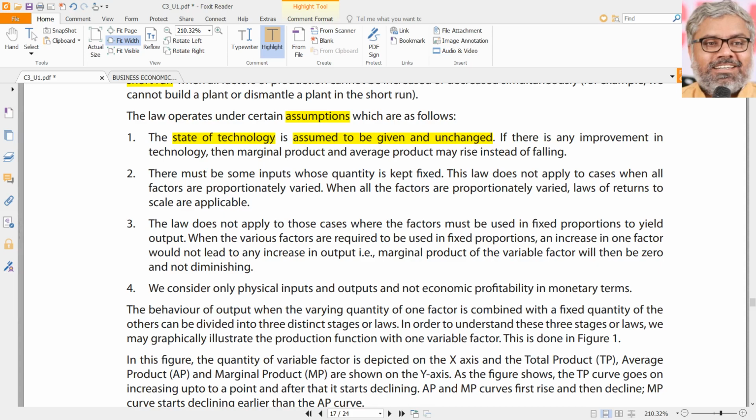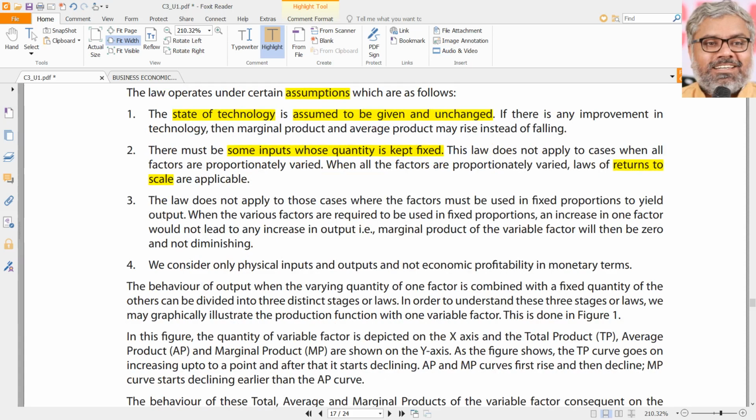And definitely we have to keep some inputs as fixed quantities. So we cannot apply this law where all factors are varied. If all factors are varied, we call it the long run, right? When all factors are varied, then we call it the law of returns to scale, not the law of variable proportions. So that is not possible. Definitely we have to keep some inputs where there is no possibility of changing them. But of course, while studying the theory itself, we are keeping all factors constant, except one variable factor. So definitely this law is applicable only in the short run, but not in the long run. That is also very clear.